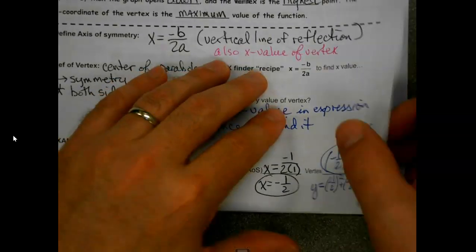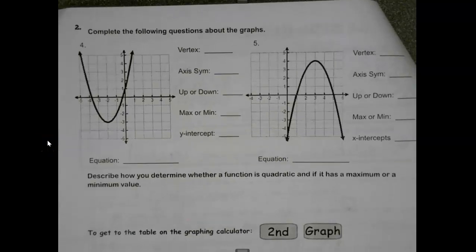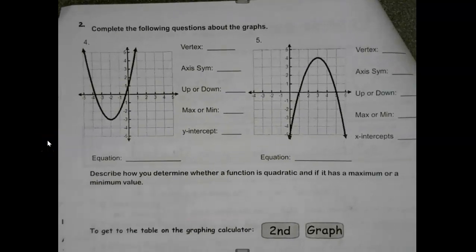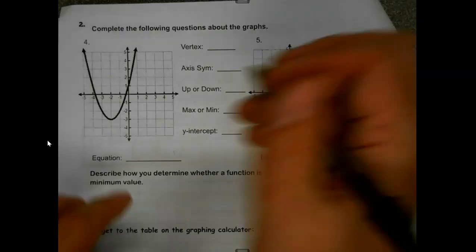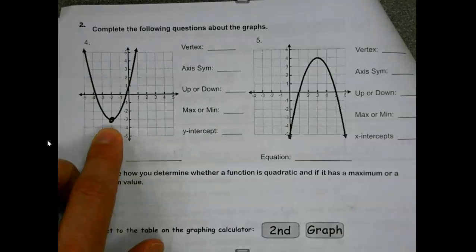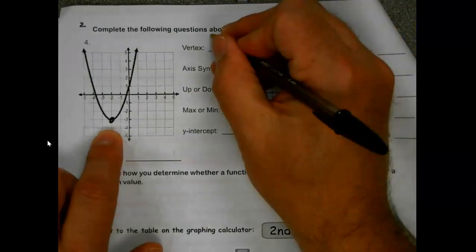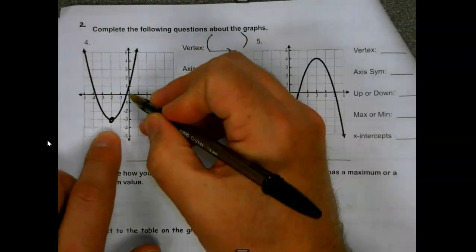Okay. Let's build a little. So when we get over here, complete the following questions about the graph. We've got a picture this time. We don't have an equation yet. The vertex I know is right in the center. That looks like the very bottom, and it's at a coordinate point, which is nice. So I can figure that out pretty easily.